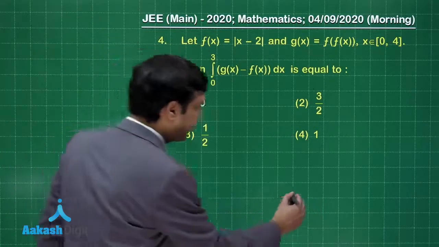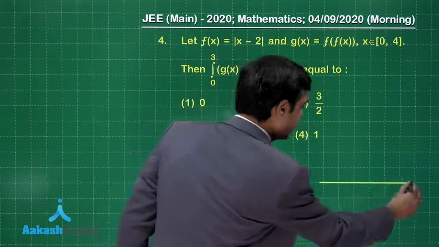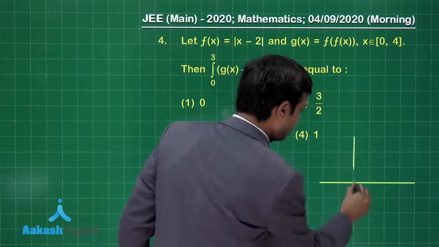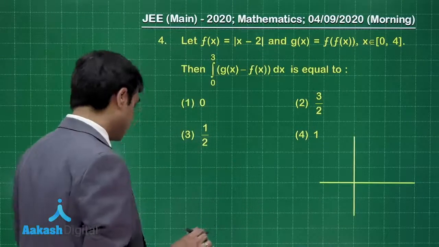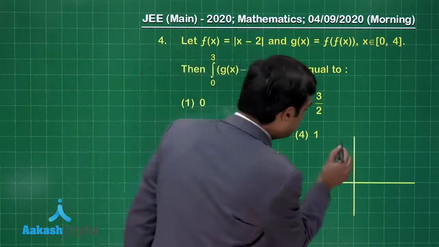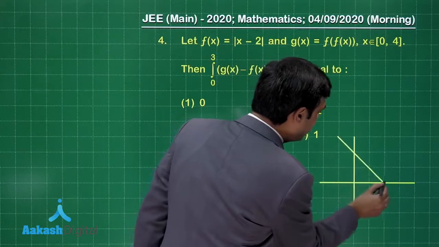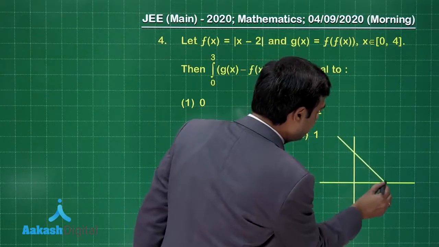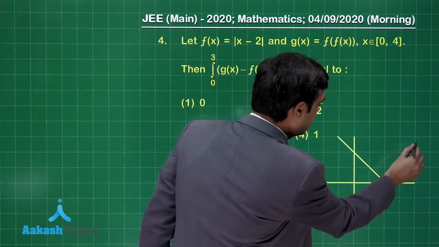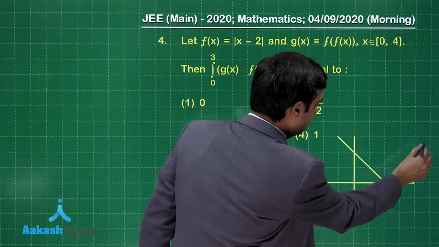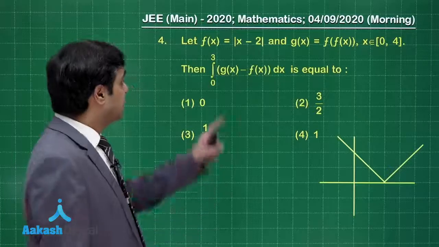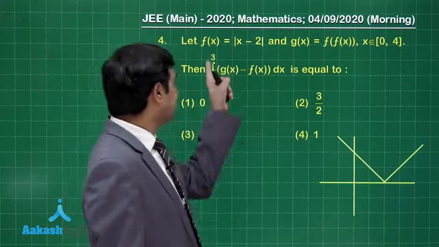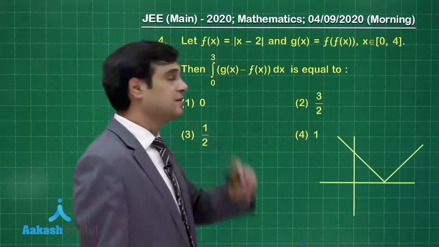If we draw the coordinate system like this, now mod of x minus 2, we know that mod of x minus 2 meaning this one. Correct? So in this fashion we can draw the mod of x minus 2 function, which is the f(x) function. The question is integral 0 to 3 of g(x) minus f(x).